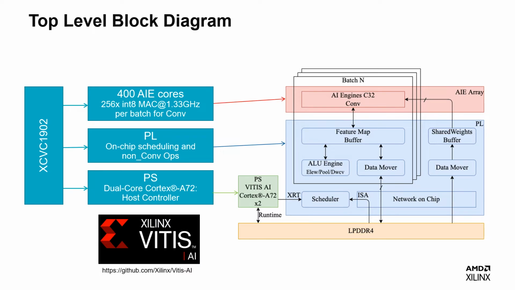The feature map data for each batch and the weight data shared among batches are buffered on chip via the data mover. The other non-convolution operations are aggregated into a general engine called ALU. The host control runs the Xilinx Vitis AI in the PS side to manage the runtime.